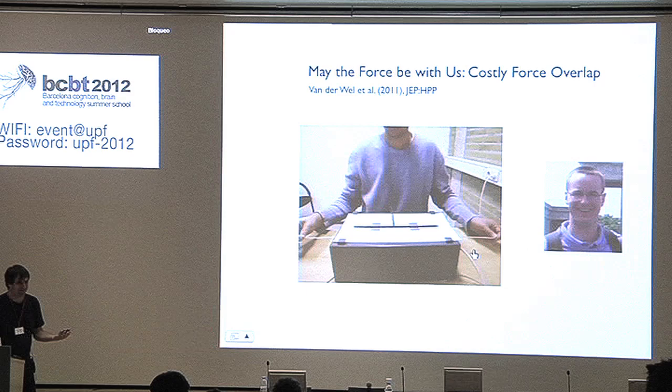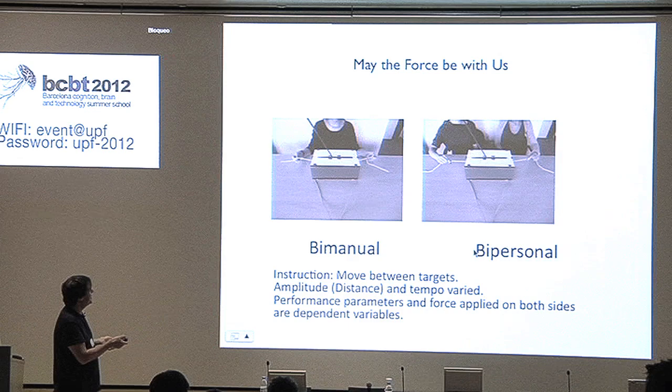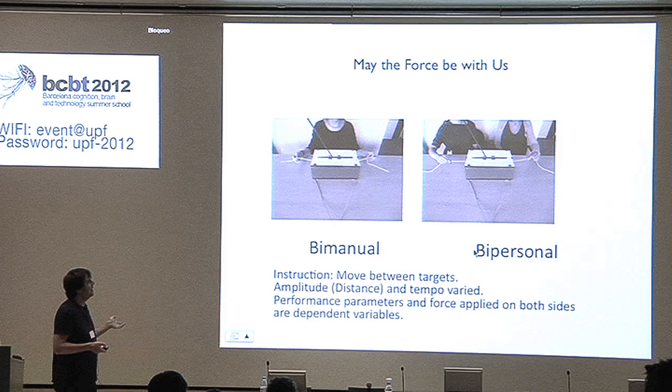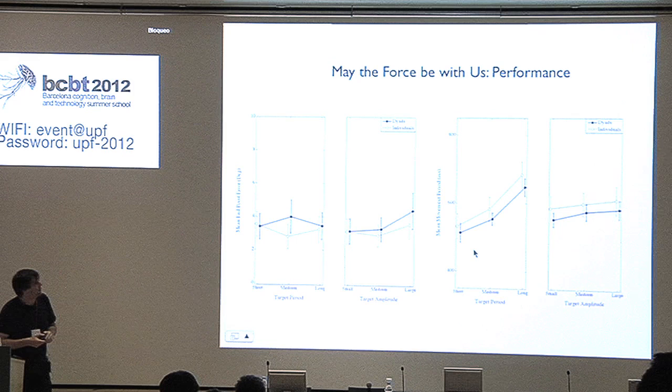Now, we have two conditions here: the bimanual condition and the bipersonal condition, and we have 9 different conditions that vary the task difficulty. We have 3 amplitudes and 3 tempos, but this doesn't really matter, so we can basically ignore them for the rest.